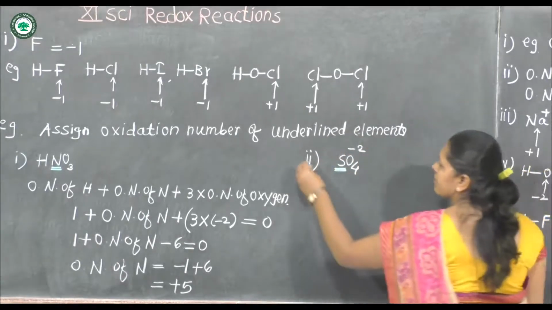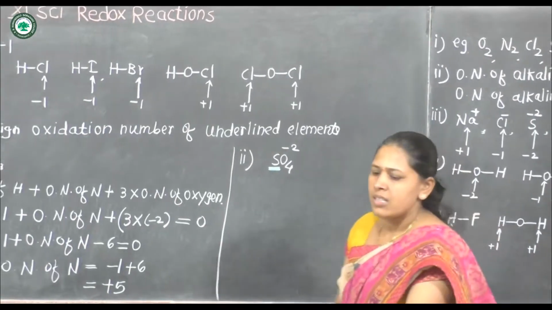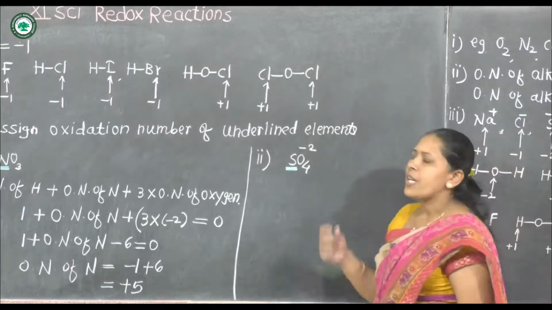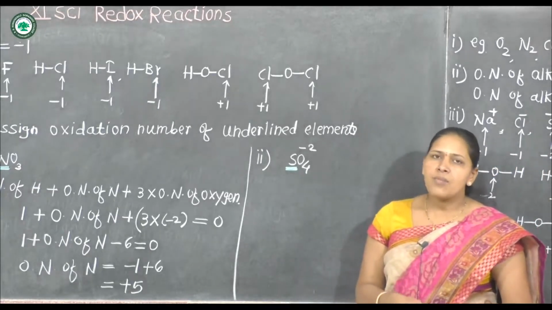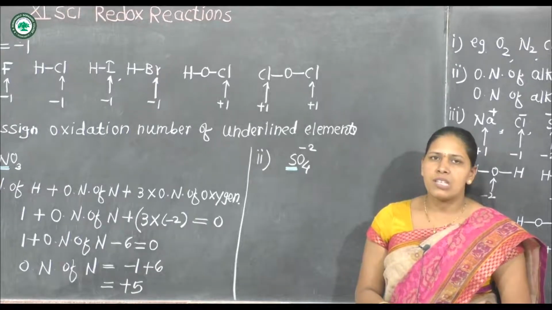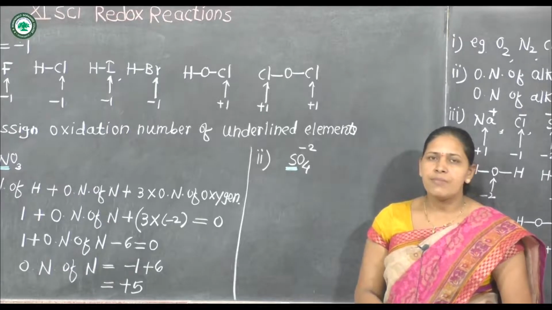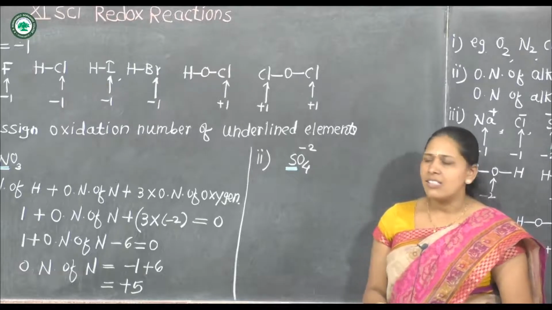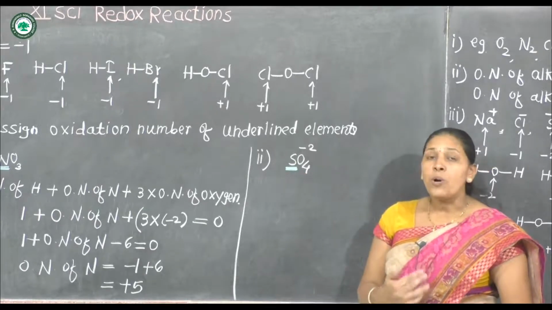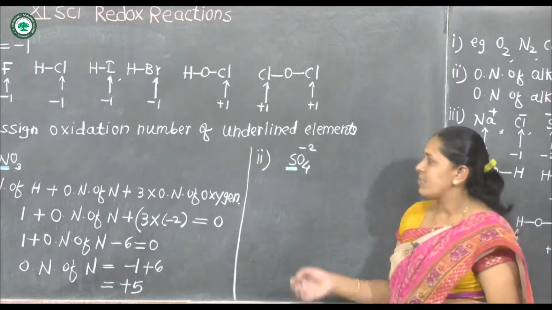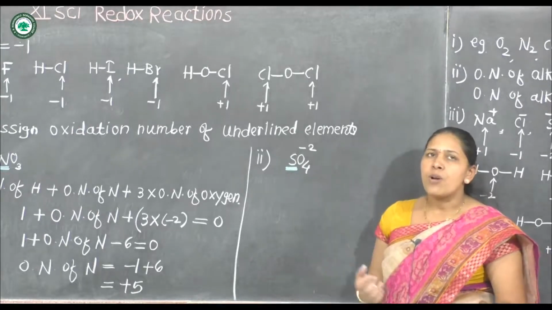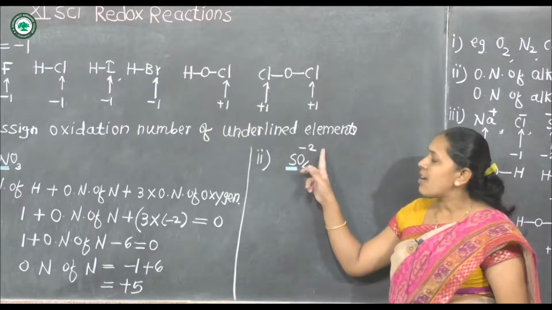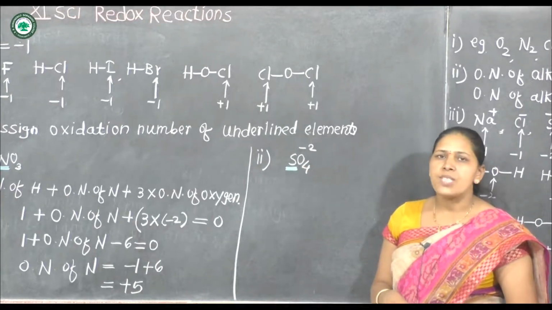Then in the second example, we have to calculate the oxidation number of sulfur, and according to the 8th rule, the algebraic sum of oxidation numbers of all atoms in a polyatomic ion. What is meant by ion? A species that carries either positive or negative charge is called an ion, and it consists of 4 atoms, therefore it is a polyatomic ion. Then the algebraic sum of oxidation numbers of all atoms in a polyatomic ion is equal to its charge. It is an ion because it has minus 2 charge, and the algebraic sum is equal to -2.